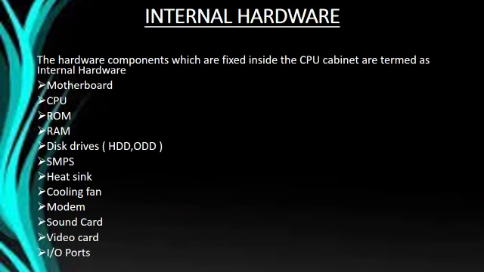Internal hardware. The hardware components which are fixed inside the CPU cabinet are termed as internal hardware. Motherboard, CPU, ROM, RAM, disk drives, SMPS, heatsink, cooling fan, modem, sound card, video card, input-output ports, etc. are some internal hardware. Let us discuss these in detail.